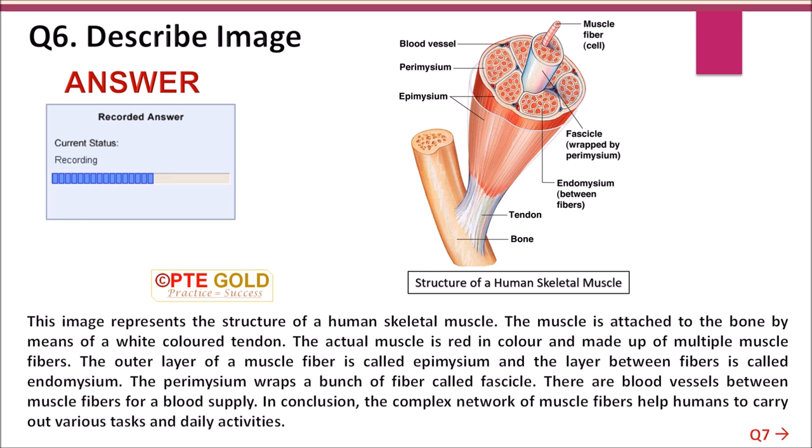The perimysium wraps a bunch of fibers called a fascicle. There are blood vessels between muscle fibers for blood supply. In conclusion, the complex network of muscle fibers helps humans to carry out various tasks and daily activities.